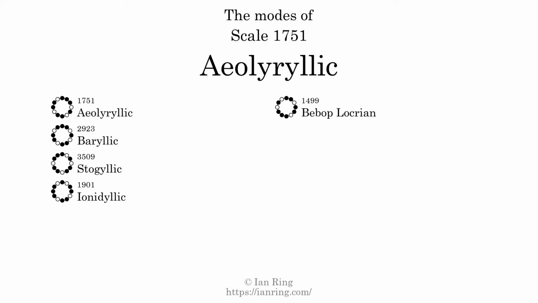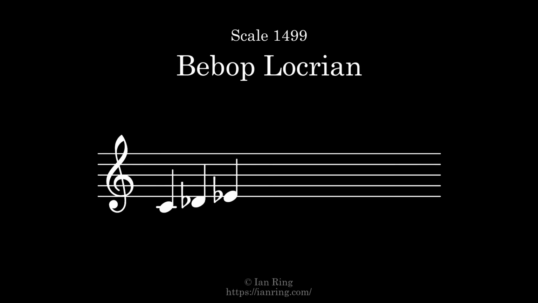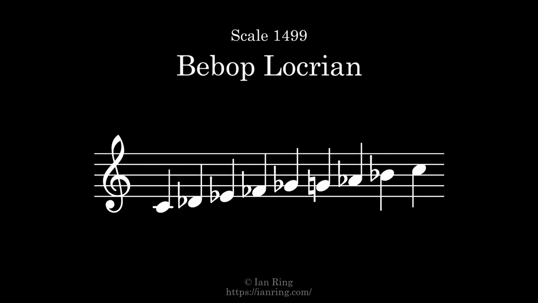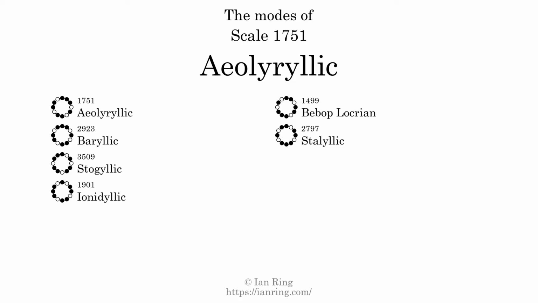The fifth mode is scale 1499, also known as Bebop-Locrian. It sounds like this. The sixth mode is scale 2797, also known as Aeolyryllic. It sounds like this.